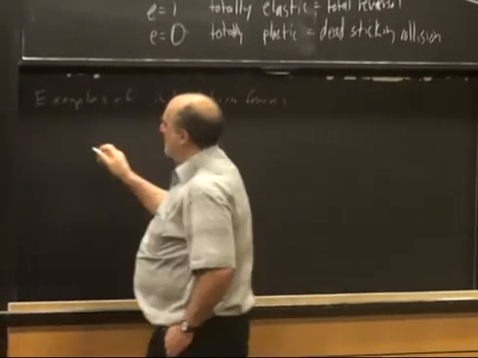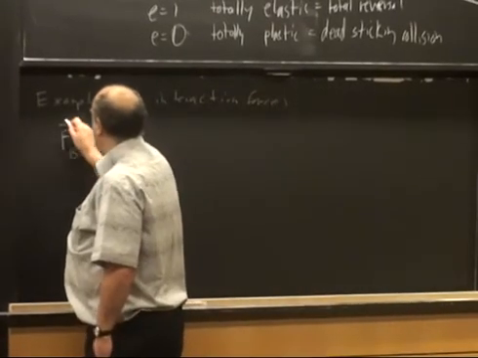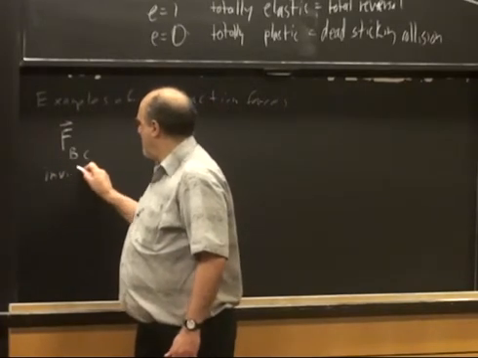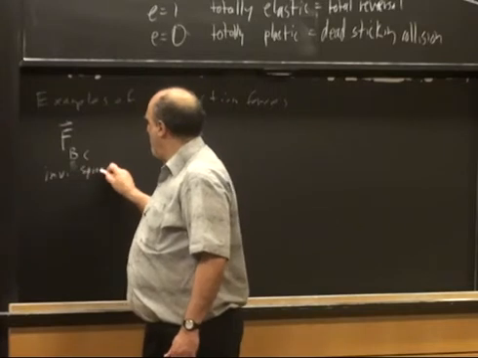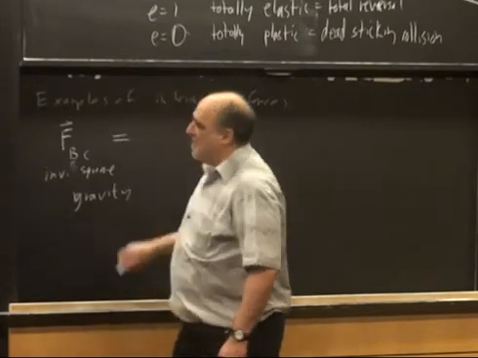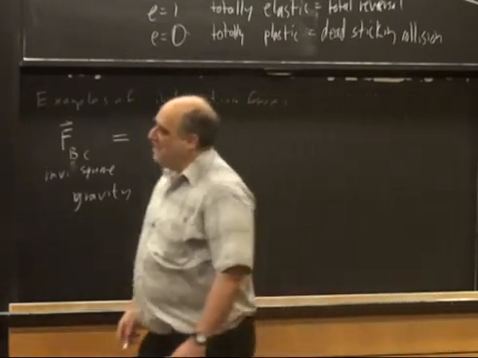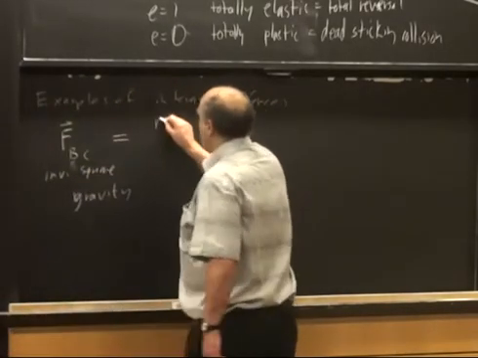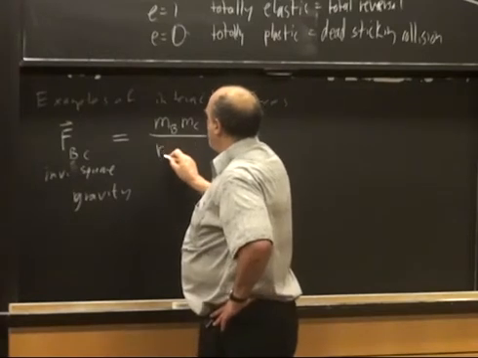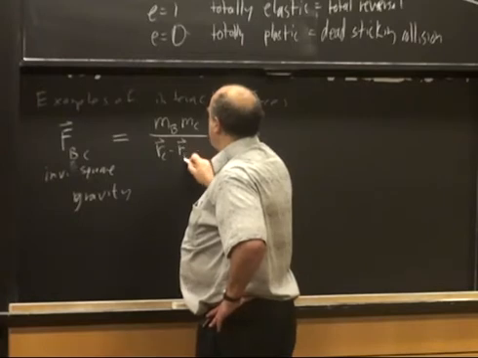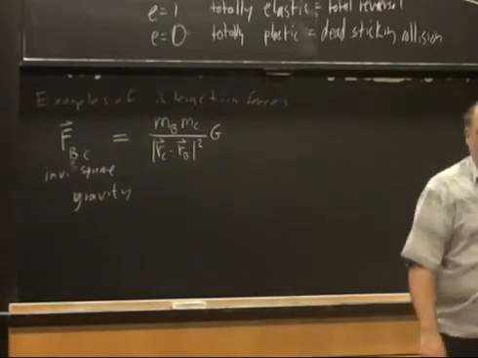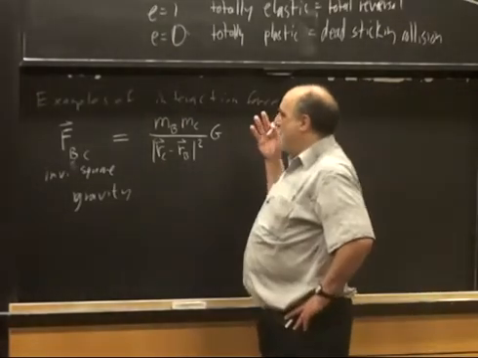Let's say the most famous one would be FBC associated with inverse square gravity. And then we need to write this in a nice vector form so we can break it up into components nicely. FBC for inverse square gravity is the product of the masses, MB, MC, divided by the distance squared. So that's the position of C minus the position of B squared, multiplied by gravity. That's the magnitude of the force. And then we need to multiply that by the direction of the force.